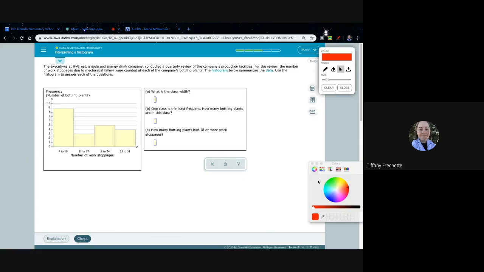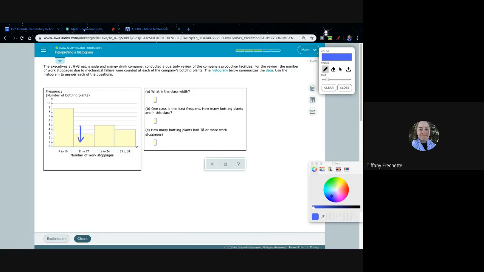So we want to know what the width of the class is. So again, we've already tested this a couple times. The width of the class doesn't change. Each width is the same. And class just means the bar. So it's the range. Instead of saying what is the width of each bar or each piece of the graph, they're just saying class. So remember, class just means what's the width of this bar.